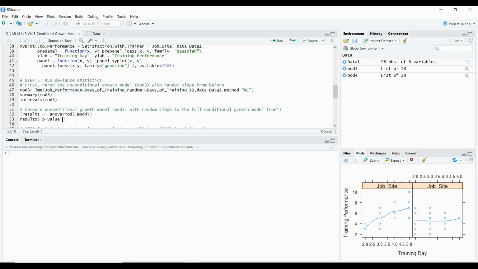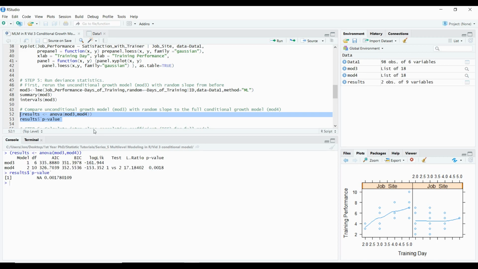And now I'm going to run those deviance statistics like I did in video 2 to really compare them and see how much better the full model is in terms of fit compared to the last model. So I can run that here. And of course, it's significant.